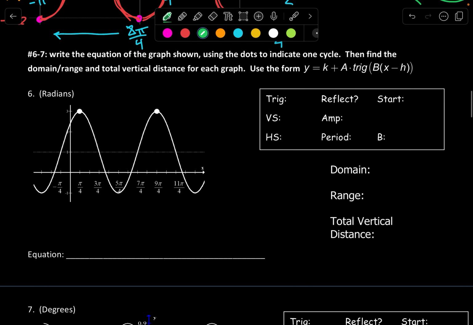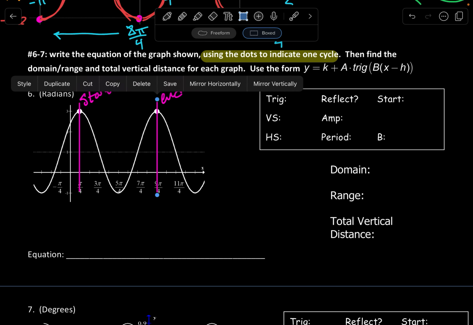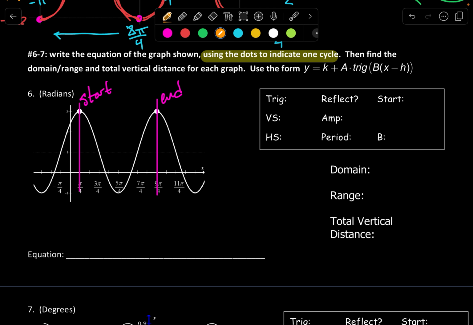Okay, it says use the dots to indicate one wave cycle. That means the wave is going to start at the first dot and end at the second dot. So if you have a ruler, protractor, edge of your ID, whatever, I like to go ahead and put vertical lines here. And that helps me just kind of keep track of where everything's located. So my start on the x-axis is at pi over 4. My end is at 9 pi over 4.